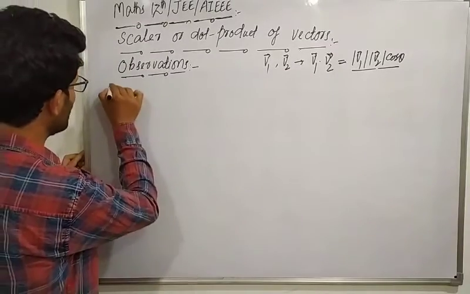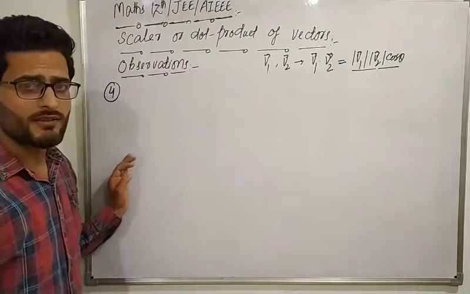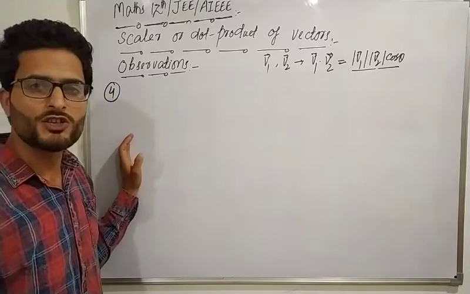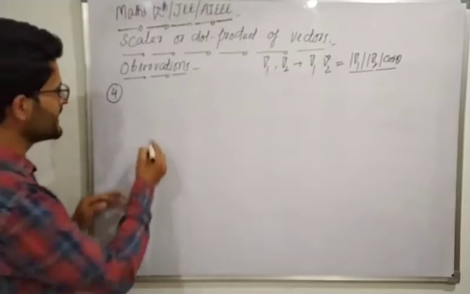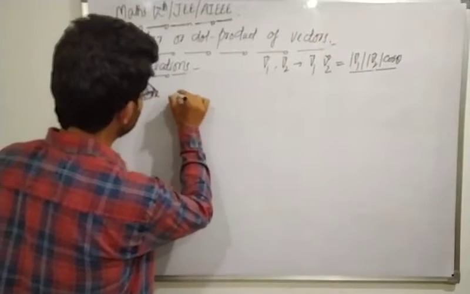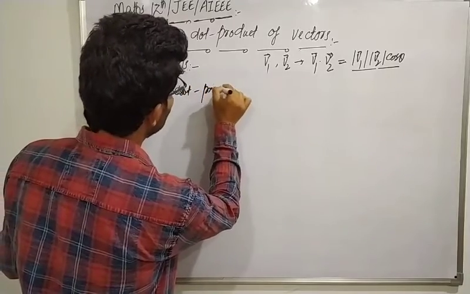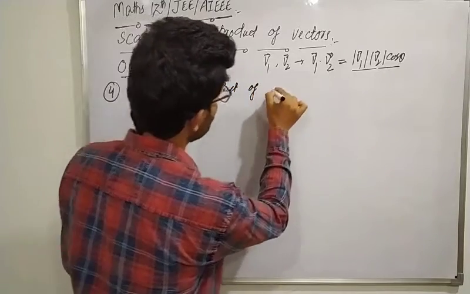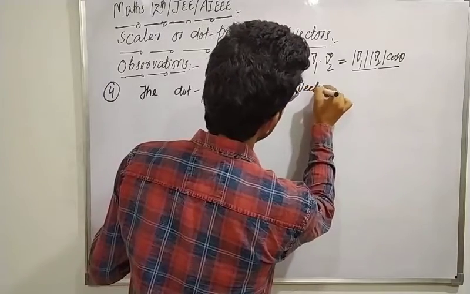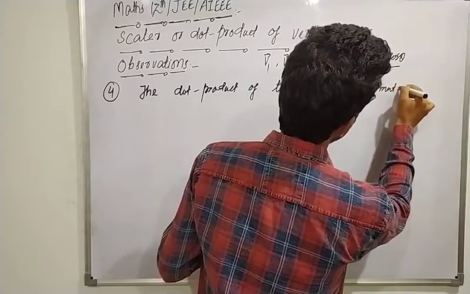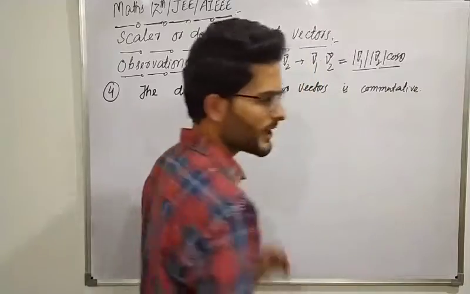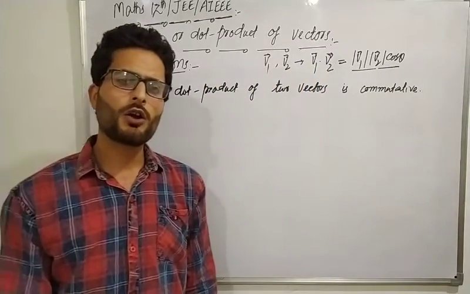And now there lies another observation, observation number 4. In the previous class we have discussed 3 of them, and here lies the 4th observation under the concept of scalar or dot product of two vectors. It states that the dot product of two vectors is commutative. दो वेक्टर्स का डॉट प्रोडक्ट जो है वो हमेशा होता है commutative.